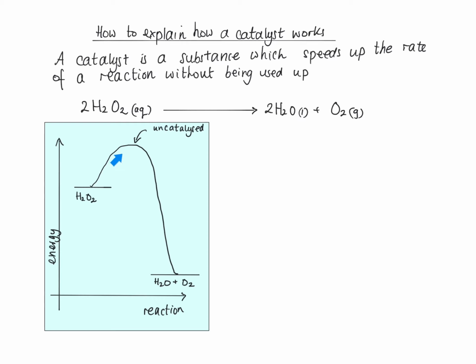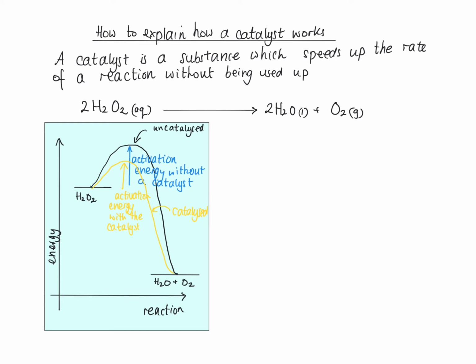This happens incredibly slowly without a catalyst, so you wouldn't be able to observe it if a catalyst weren't present. This energy here, the hump, is the activation energy, the energy needed to start the reaction to break the bonds in the peroxide without a catalyst.